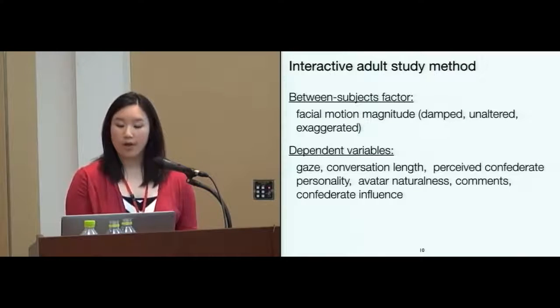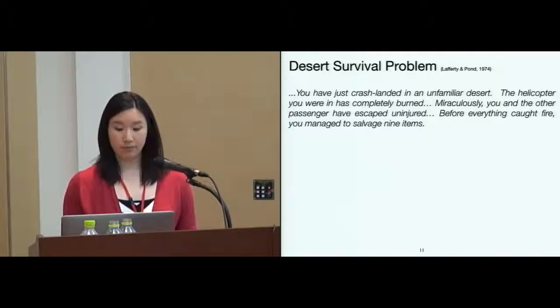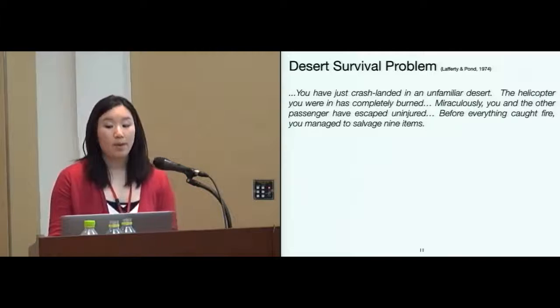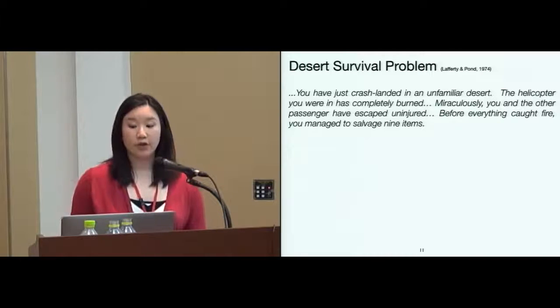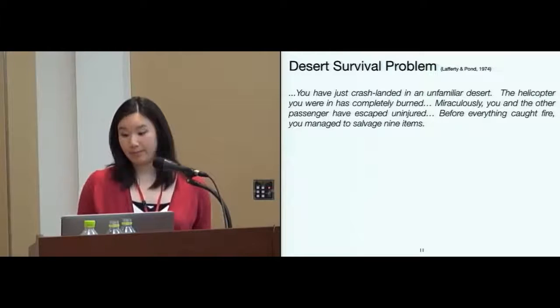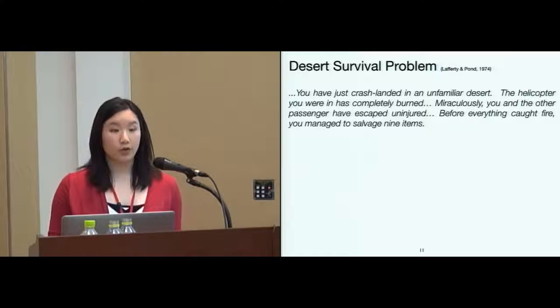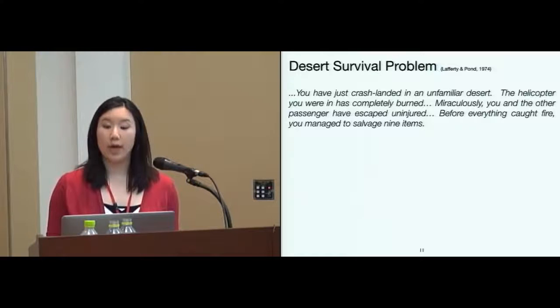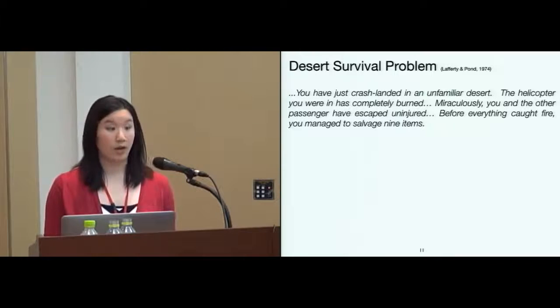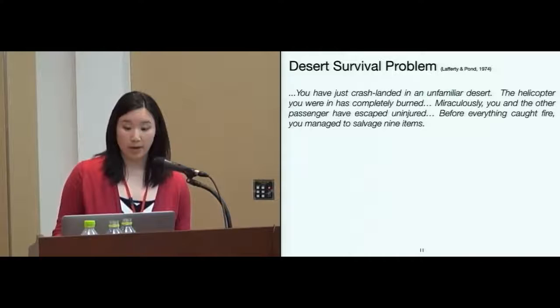Before I get to the results, I need to describe the task that participants completed with the Confederate and our measure for Confederate influence. So in this experiment, participants completed a modified desert survival problem with the Confederate, which I'll be calling the DSP. The DSP is a team-building exercise that has been used to research group and social dynamics, including how people cooperate, trust, influence, and communicate with one another. This type of communication is also important in education and therapy.